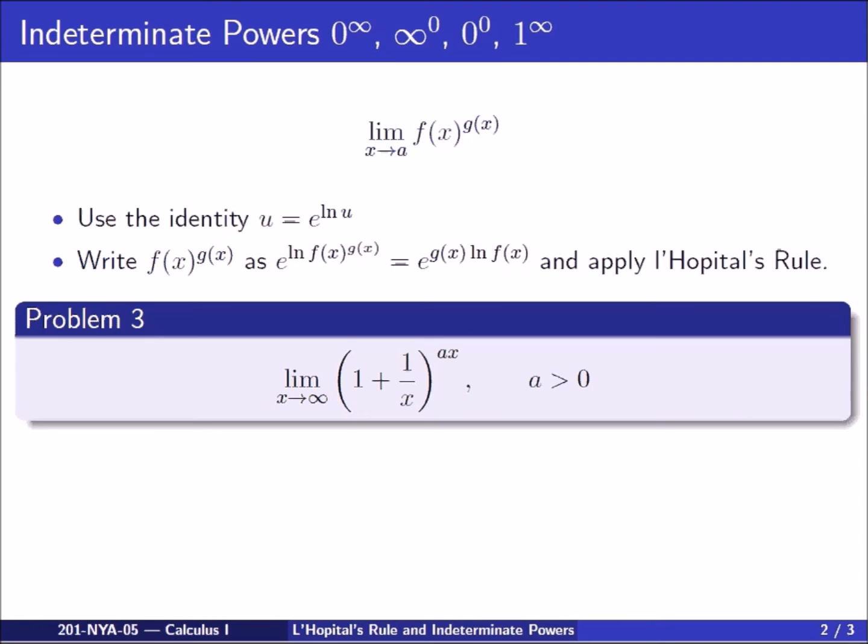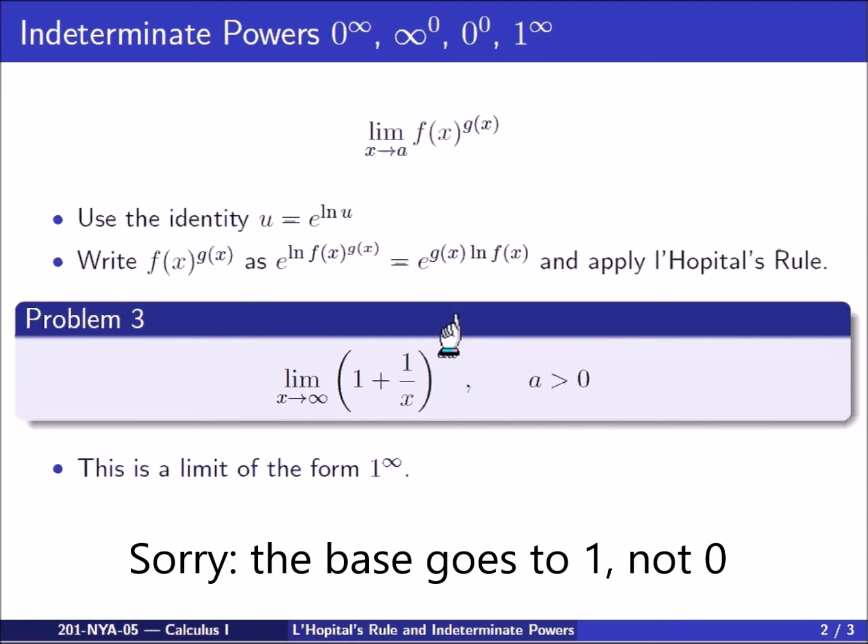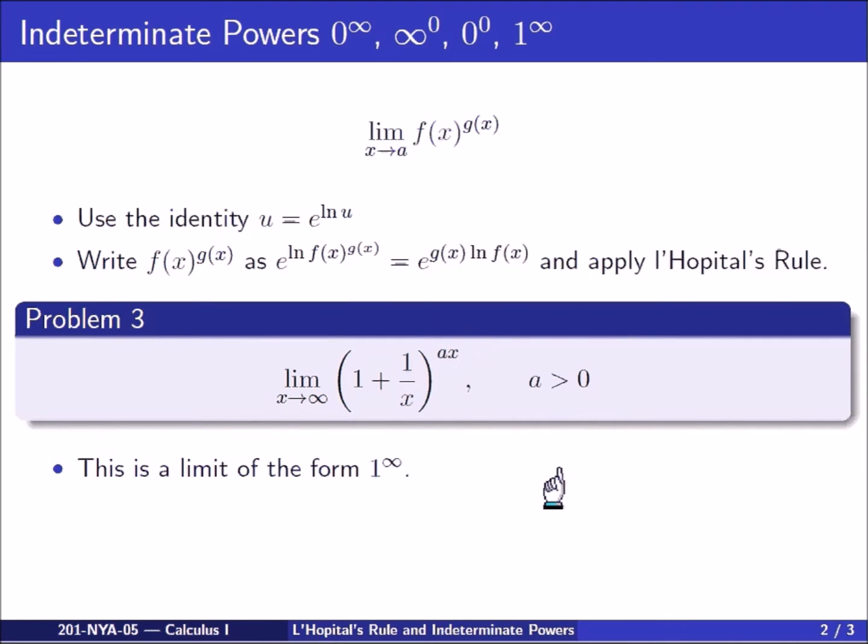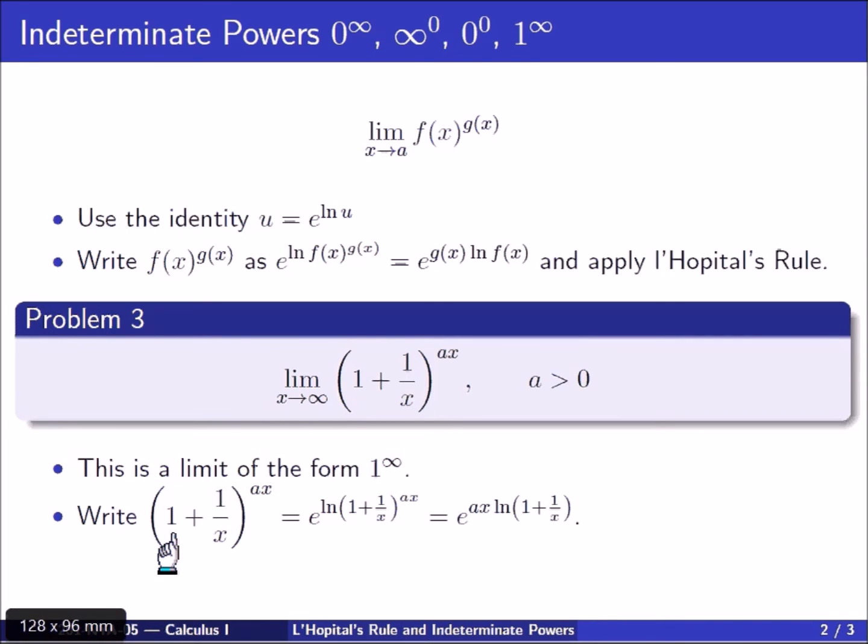As an example, look at the following limit. It's the limit as x goes to infinity of 1 plus 1 over x to the ax, where a is a positive number. It's a limit of the form 1 to the infinity, because the base, 1 plus 1 over x, goes towards 1, and ax goes towards infinity. We use our identity to rewrite the expression as e to the ln of 1 plus 1 over x to the ax. And we send ax in front of the logarithm, getting e to the ax times ln of 1 plus 1 over x.